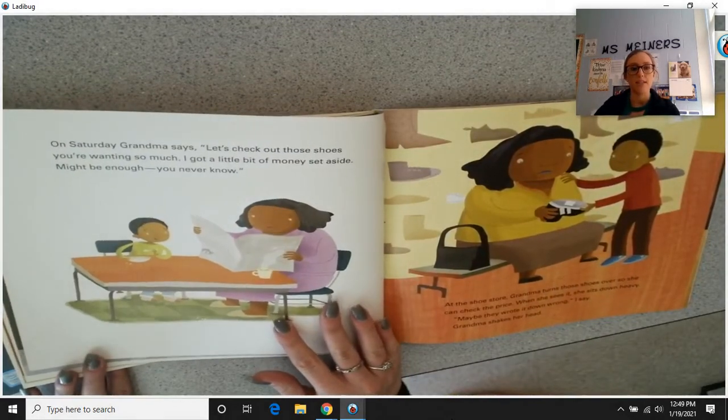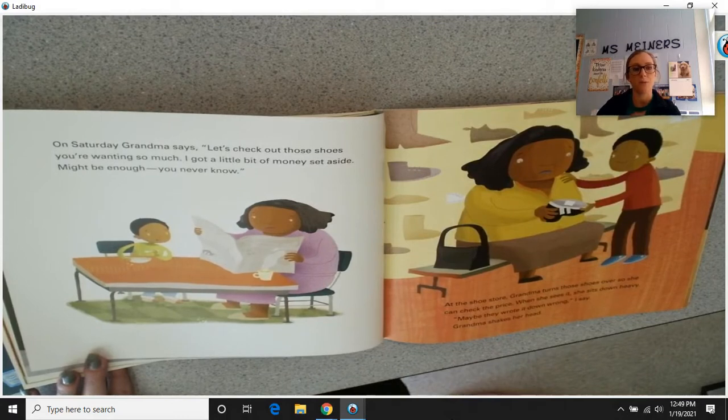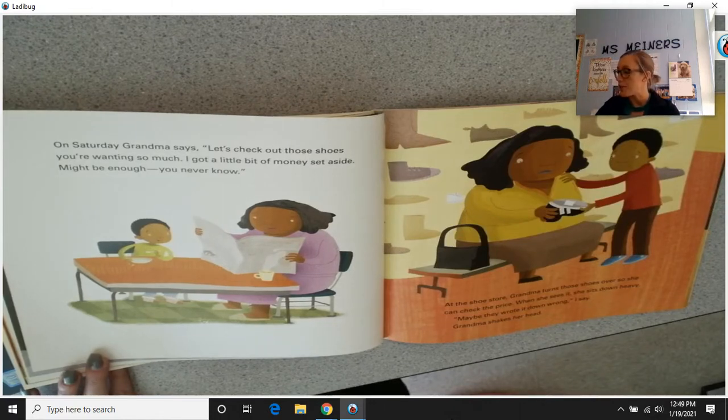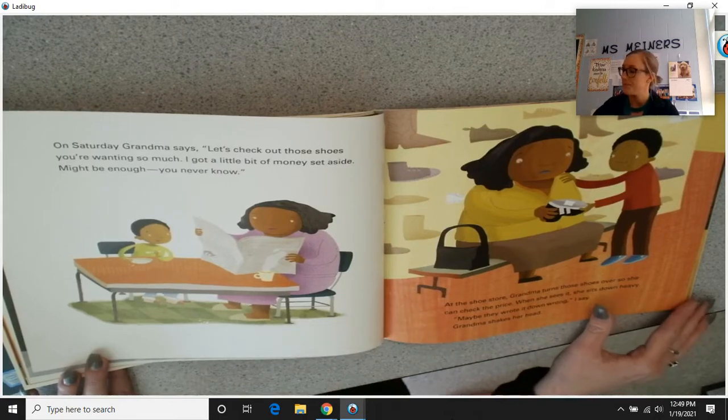On Saturday, Grandma says, "Let's check out those shoes you're wanting so much. I got a little bit of money set aside. Might be enough, you never know." At the shoe store, Grandma turns those shoes over so she can check the price. When she sees it, she sits down heavy. "Maybe they wrote it down wrong," I say. Grandma shakes her head.